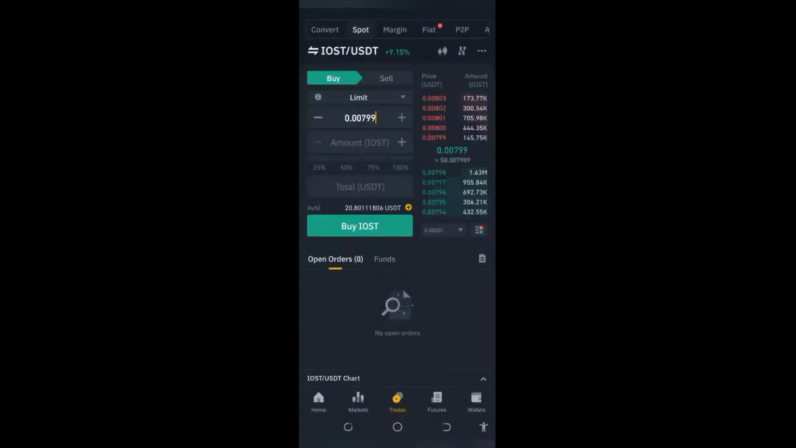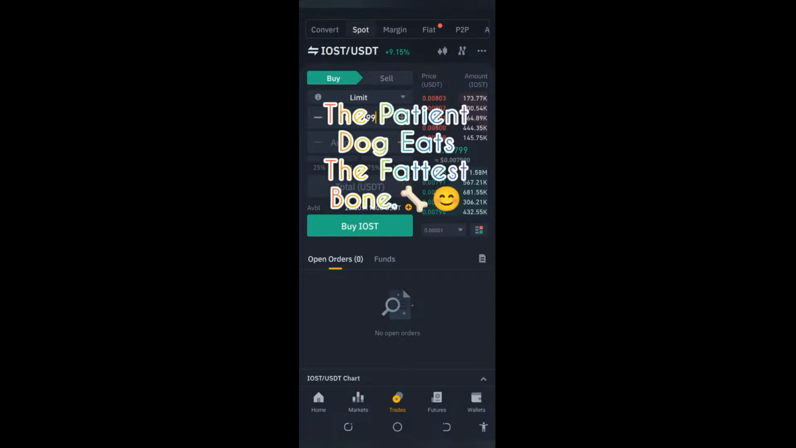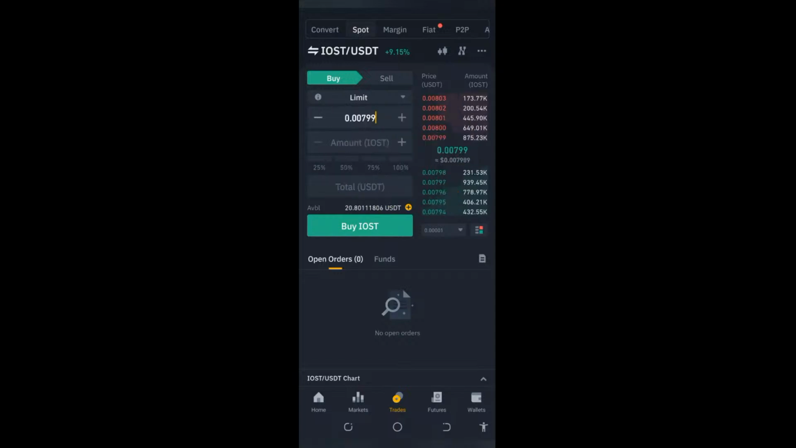Anyways, I hope you've learned something from this. Well, this is what we say, the patient dog eats the fattest bone. And I can laugh last, which is really, really good.